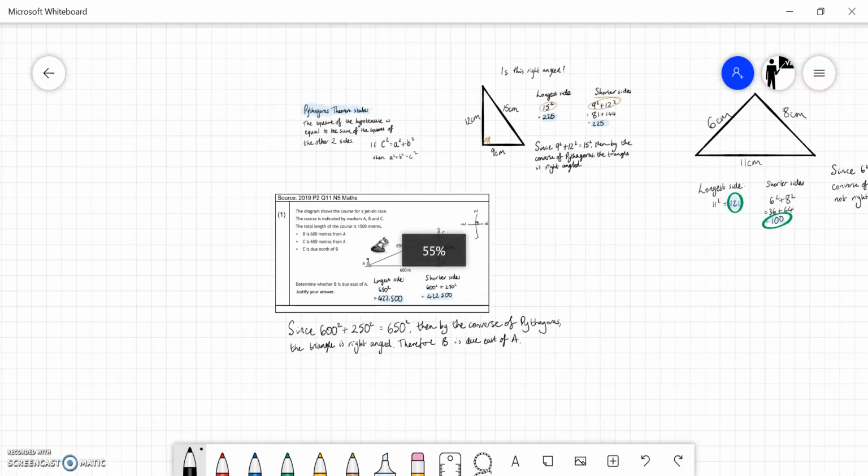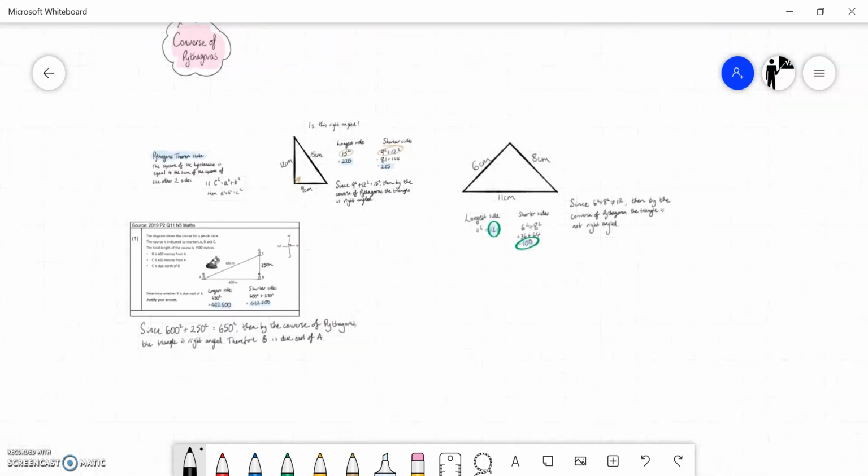Okay, that's us worked through Converse of Pythagoras. The questions always kind of take a similar slant. You work out your longest side, you square it, square your shorter sides, and then you've got a statement comparing. Thank you very much.